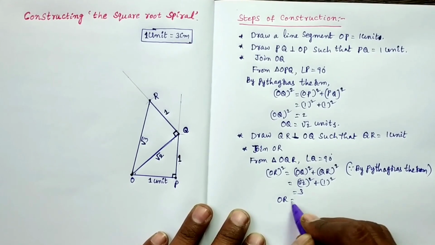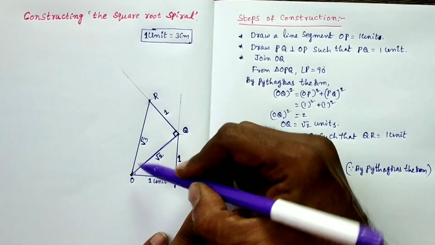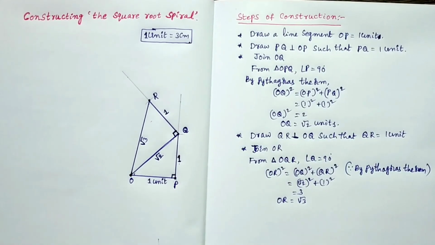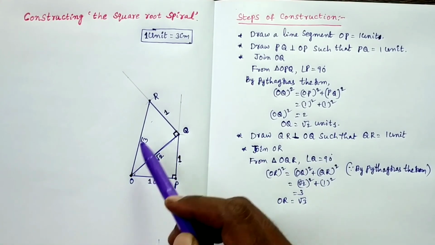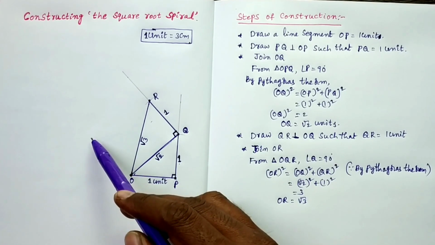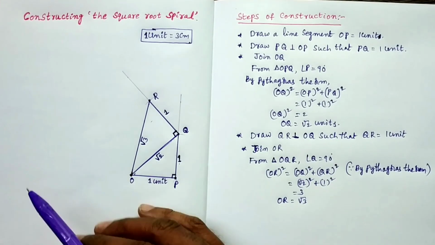Then OR is equal to root 3. That's why it will be root 3 units. Continue this process like this, then you will get square root 3, square root 4, square root 5, square root 6, and etc.